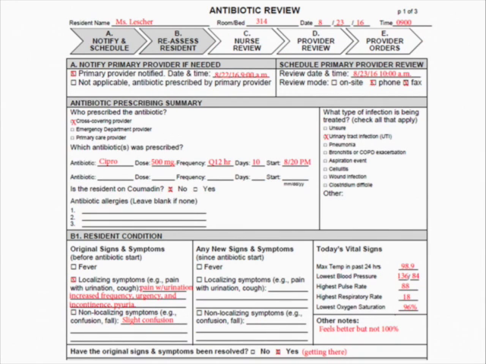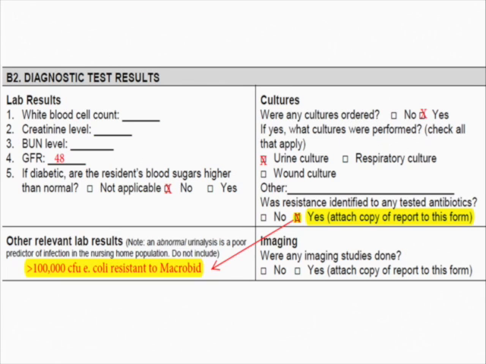Shortly before the antibiotic review is scheduled, the nurse reassesses Ms. Lesher. Sections A and B are completed as in the last example. Ms. Lesher is feeling better, but not 100%. She has no new symptoms. Include pertinent diagnostic test results in Section B2. For our example, the organism is resistant to macrobid, nitrofurantoin. Her glomerular filtration rate is noted to be 48.